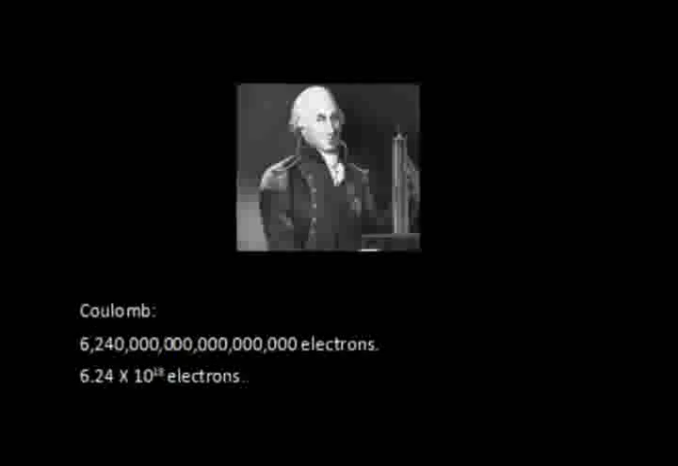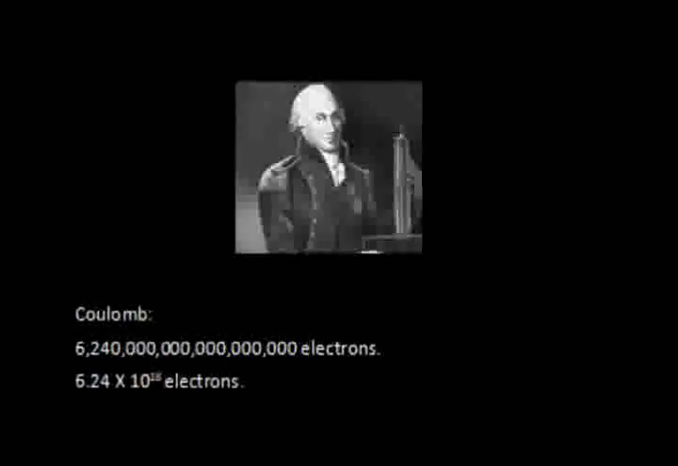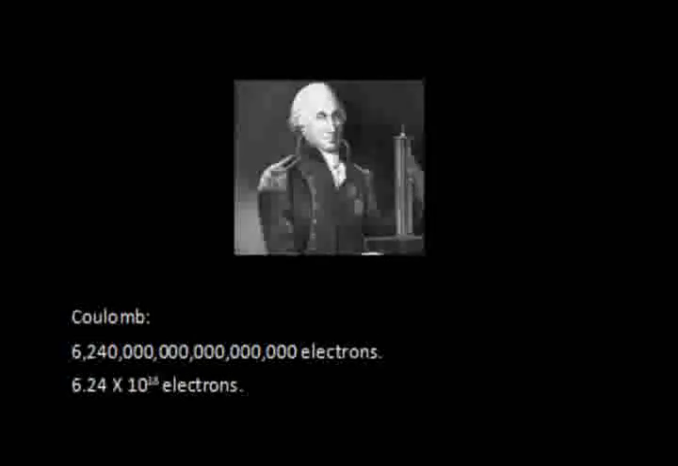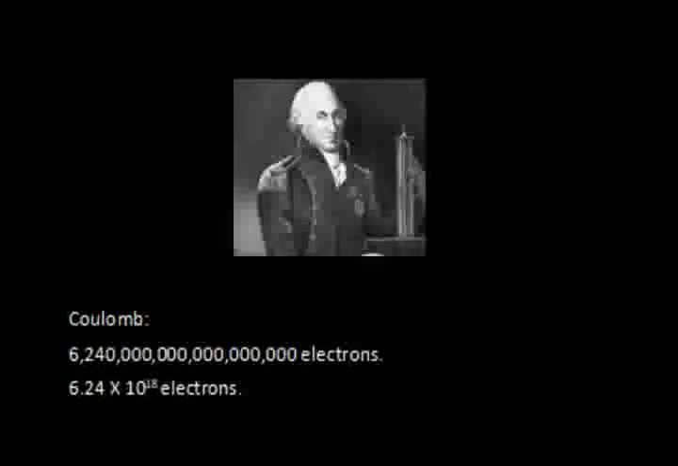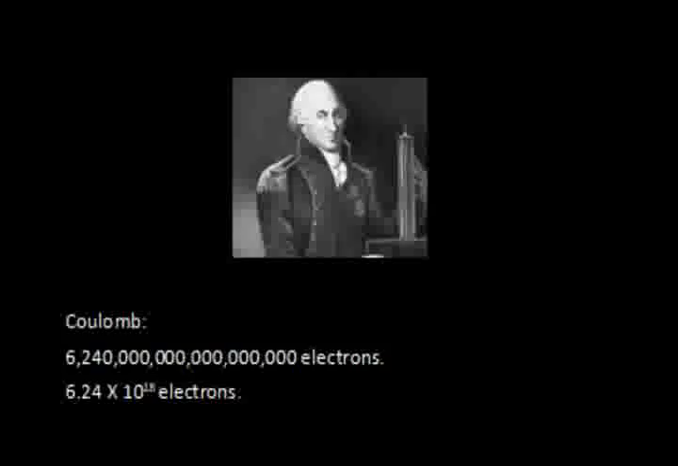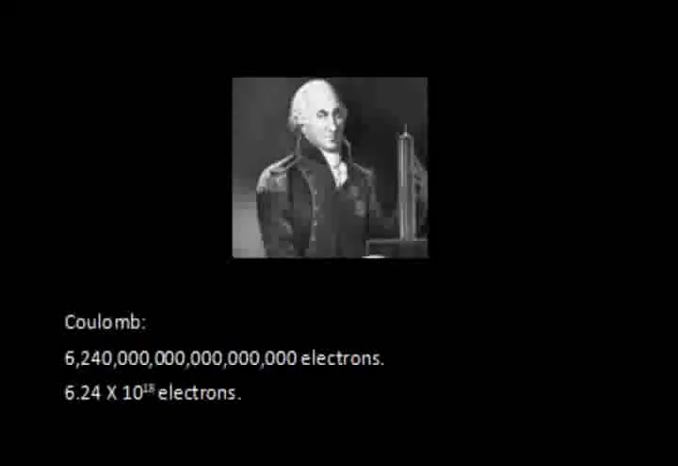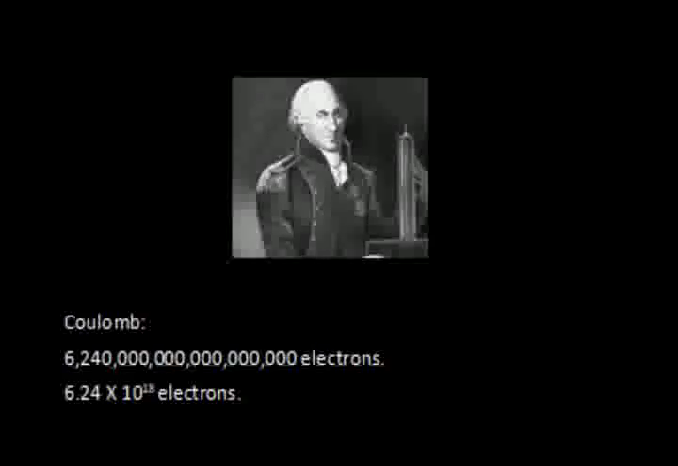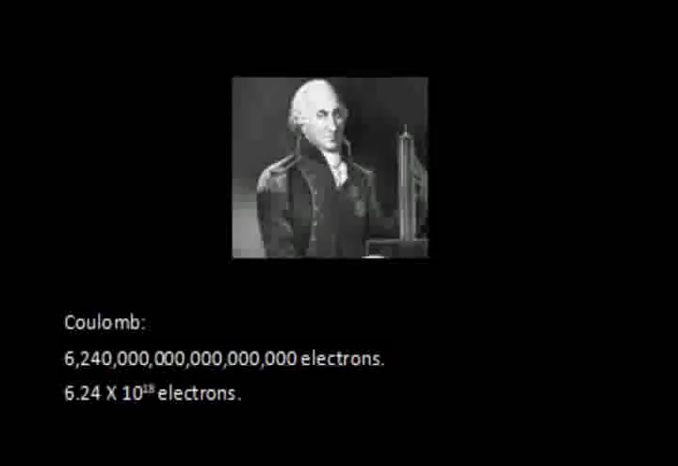One coulomb represents approximately 6.24 times 10 to the 18th electrons. While the coulomb is used to describe the flow of electricity, it is not used to describe static charges. It is impractical to describe the very small difference in charges between two bodies using values so large.